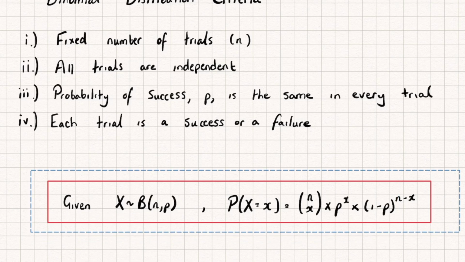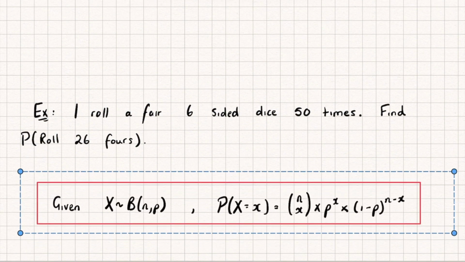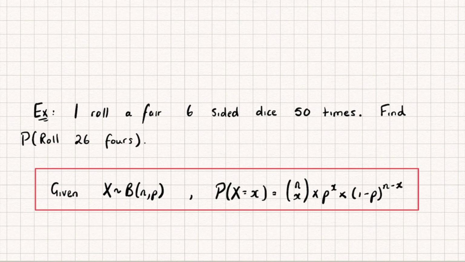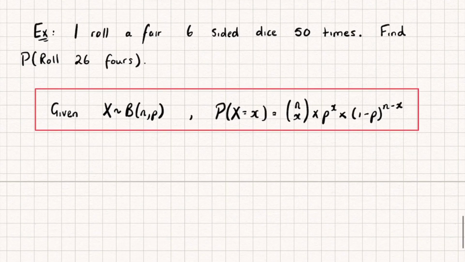So let's bring this formula down and look at a final example. So here I'm rolling a fair 6-sided dice 50 times, and I need to find the probability that I roll 26 4s. So let's first write this out. I have my random variable x belonging to a binomial distribution. There's going to be 50 trials because I'm rolling the dice 50 times. And the probability of success, well, it's a success if I roll a 4, so that's 1 over 6. So we want to know the probability that I have 26 successes, so x is equal to 26.